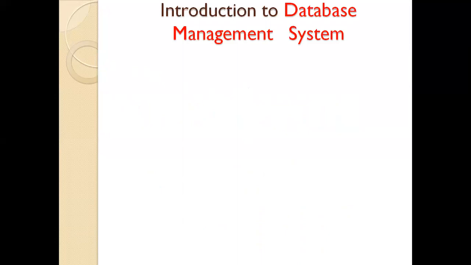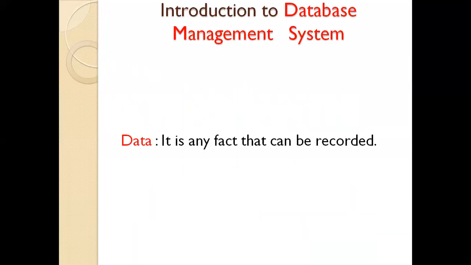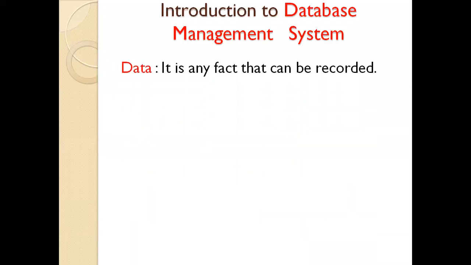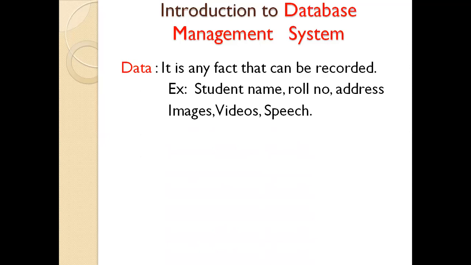The first term that you come across is data. It is a fact that can be recorded. Anything that can be recorded is called data. For example, if you take student data, for example, student name, roll number, address, this is one kind of data. Some other kinds of data may be regarding images, videos, speech.